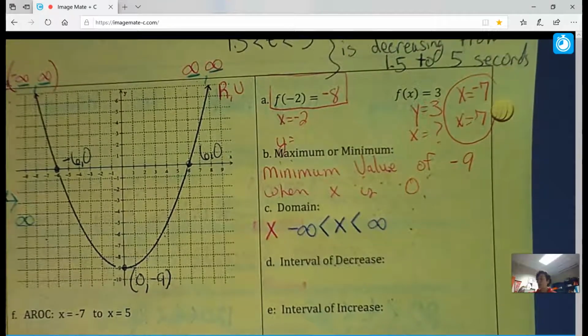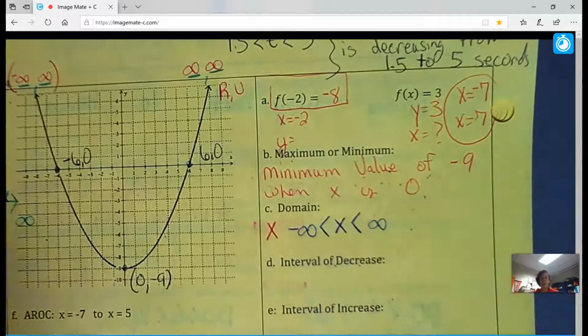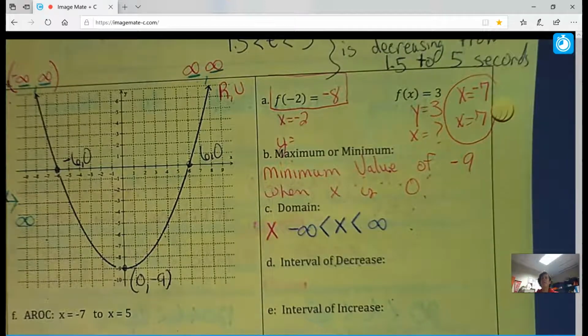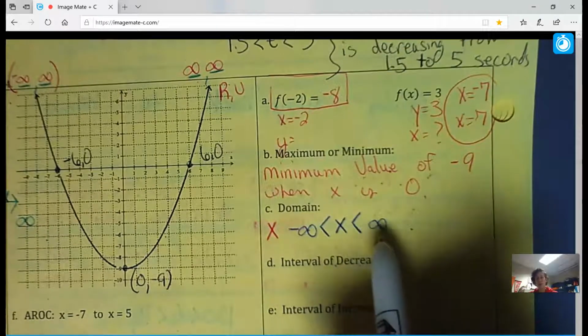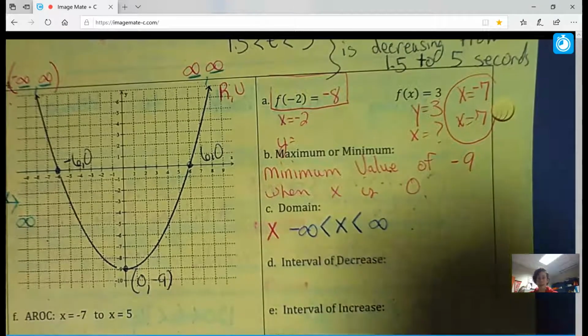Now, normally with domain and range, I've told you to underline because those numbers are actually part of the graph, right? But since infinity never ends, I can never include it. So that's what underlining does. It includes the value. So when I have infinity, I will never actually underline.